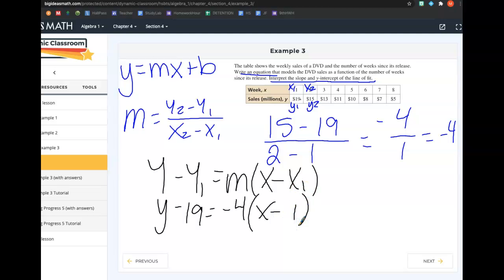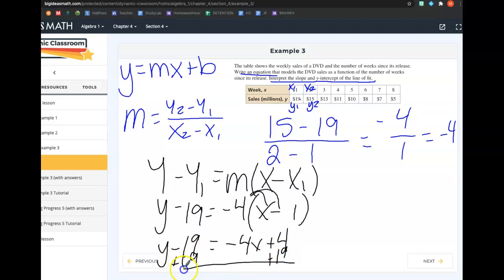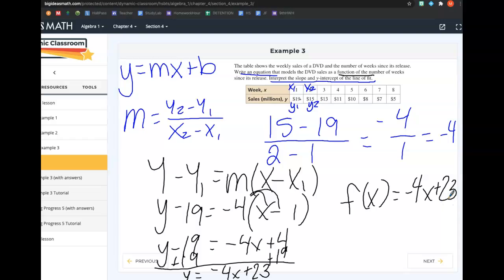What would I do first to get it into slope intercept form? Distribute. Negative 4x plus 4 equals y minus 19. Add 19. So I get y equals negative 4x plus 23. Okay, so now we have it into slope intercept form. Since it's a function, they want you to write it as f of x equals negative 4x plus 23.